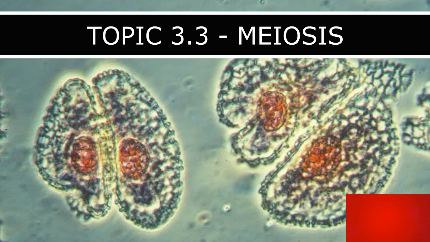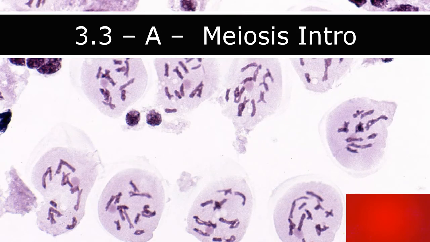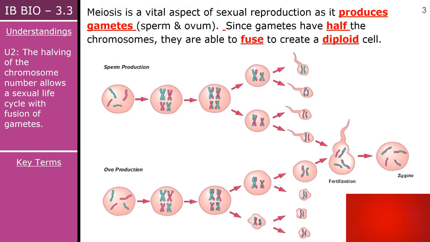Okay, so we're going to be starting our unit on meiosis. So we've talked a lot about chromosomes, and meiosis is the separation of chromosomes to make gametes. So it's a vital aspect of sexual reproduction that produces gametes. And remember, gametes is just a fancy word for sperm and ovum. And remember, you get half your chromosomes from mom and half from dad. So to do that, the first thing they have to do is make those haploid gametes.